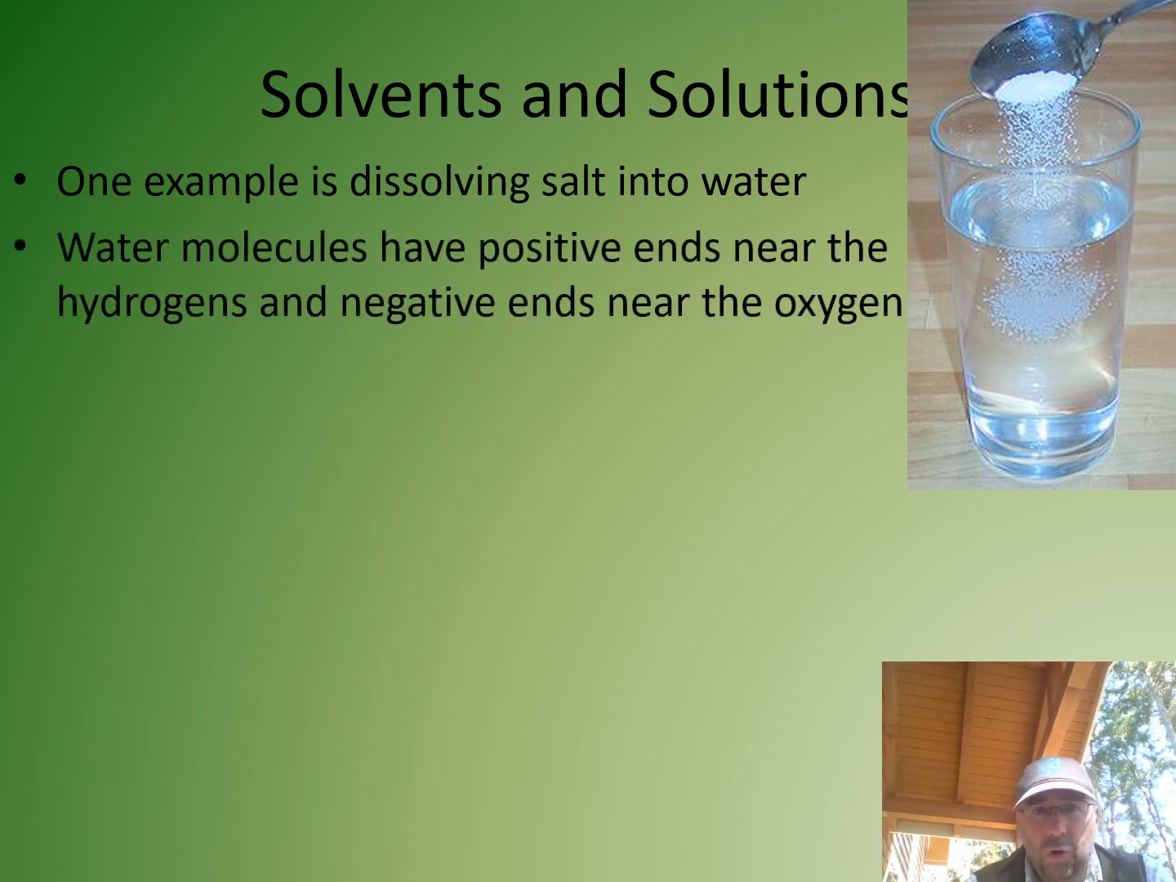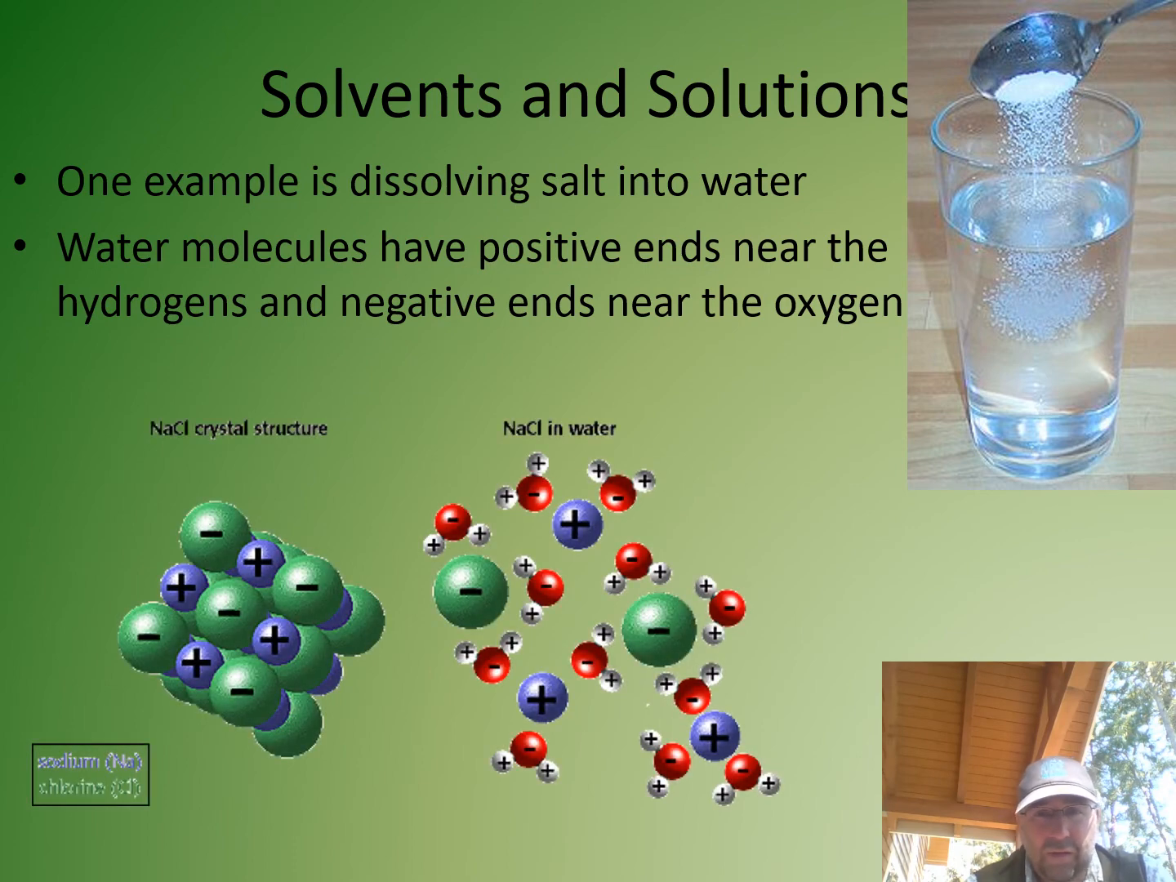Water molecules are polar. They have positive ends and negative ends. The positive ends are near the hydrogens, the negative ends near the oxygens. And so what happens is that the water molecules will be attracted to the charges of these ions, these chlorines and sodiums, and they'll begin to encircle it, to line up around it. And if you'll notice on here, the water molecules will line up with the negative oxygens attracted to the sodiums, like you see here, and the positive hydrogens attracted to the chlorines.